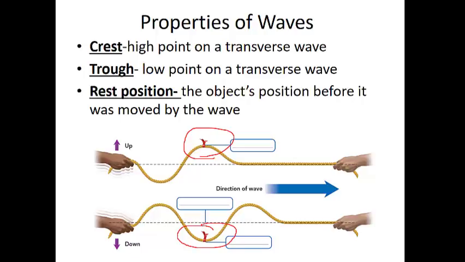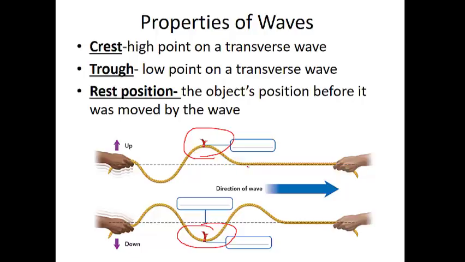The rest position is the object's position before it was moved. And so this is usually indicated by this dotted line right here. So if there was no wave, the rope would lie along this dotted line. And that's what we call the rest position.